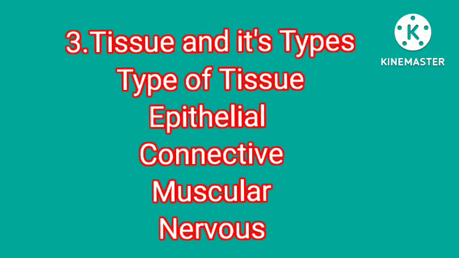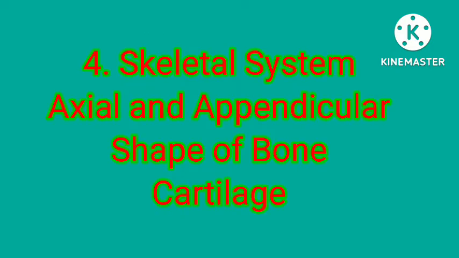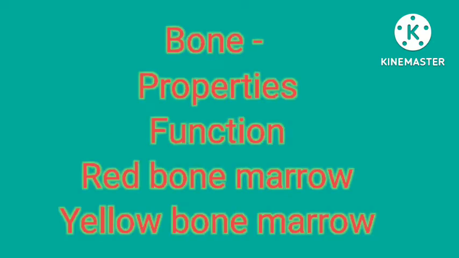Number 4 sub-unit is the skeletal system. What is the skeletal system, function and structure of the skeletal system, axial skeletal system, appendicular skeletal system, what is the longest and the shortest bone of our body, order of the bones from top to bottom and bottom to top. Then we will study the structure of bone, what is red bone marrow, what is yellow bone marrow, and cartilage in this sub-unit.